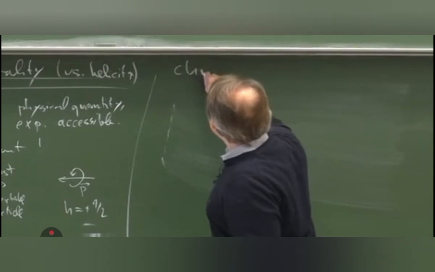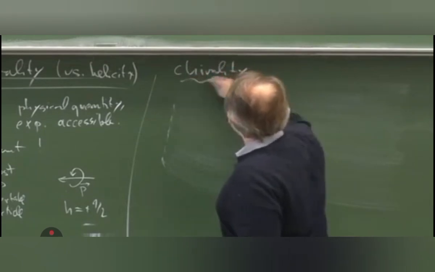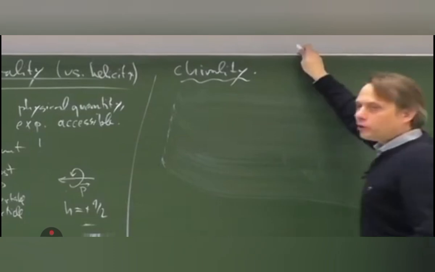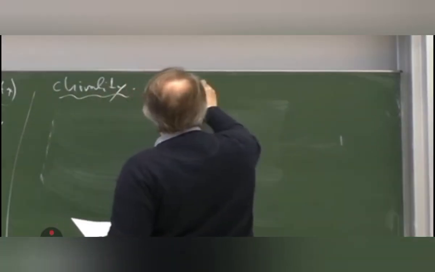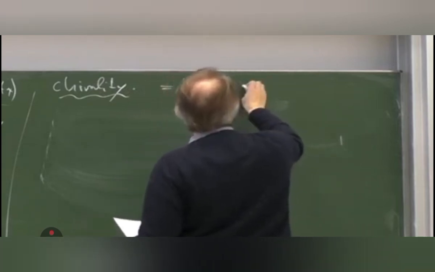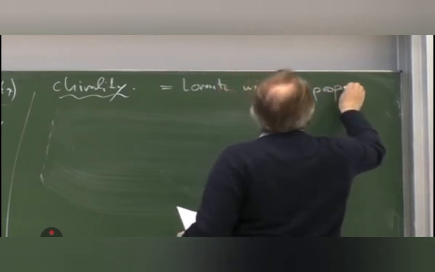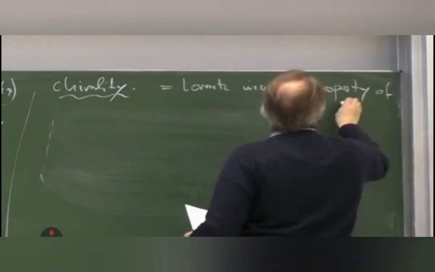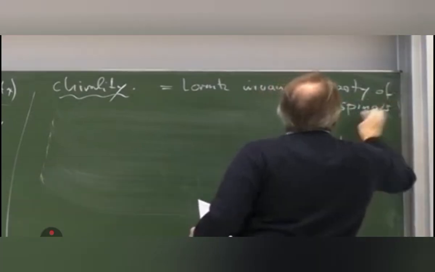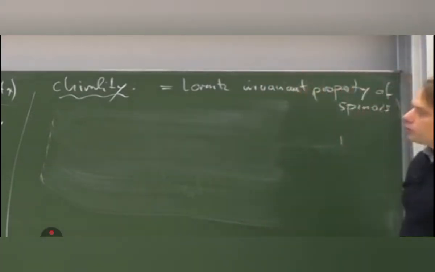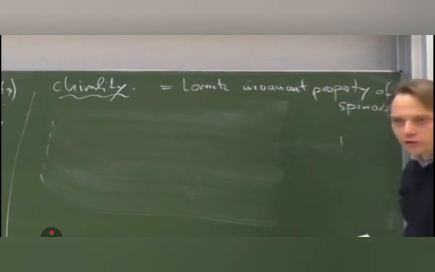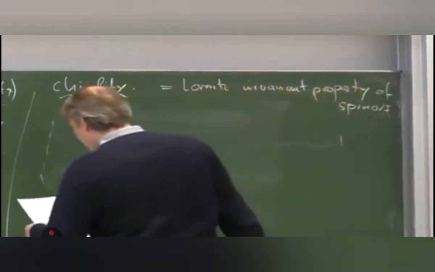Now, however, let us turn to chirality. The concept of chirality is a specific concept for spinors. Chirality is a Lorentz invariant property of spinors. So it's not immediately a property of physical particle states or of physical states at all. It's a property of these Dirac spinors, these complex four-dimensional spinors.